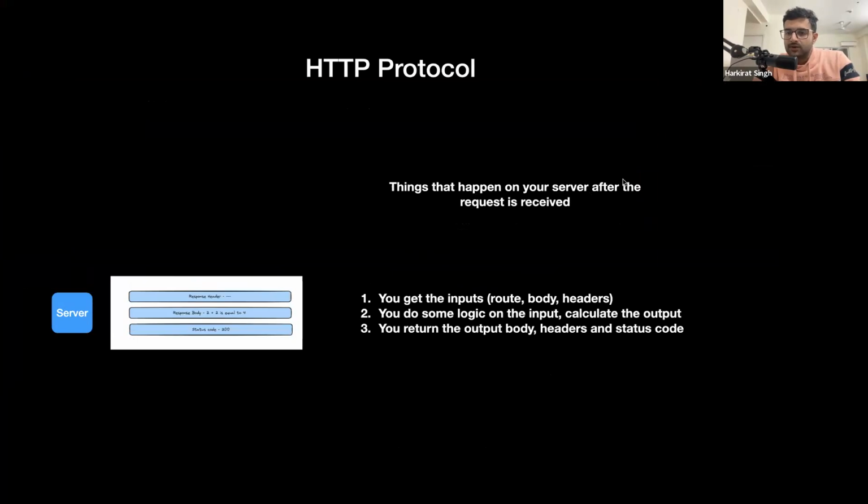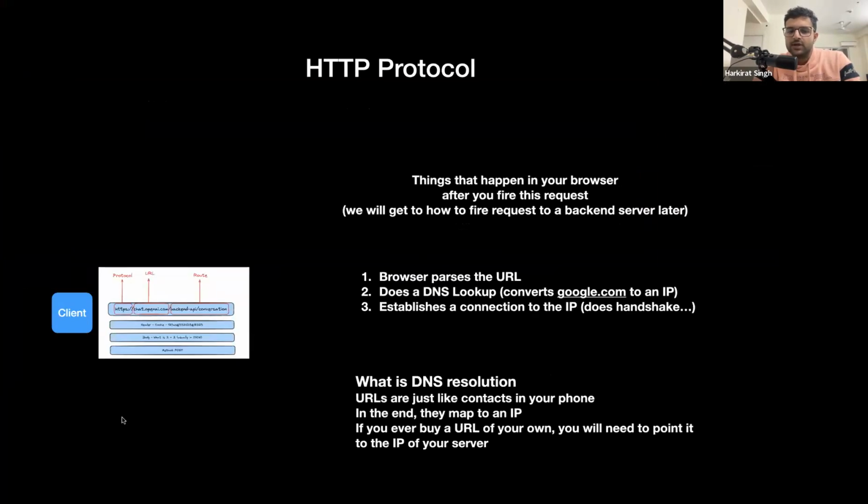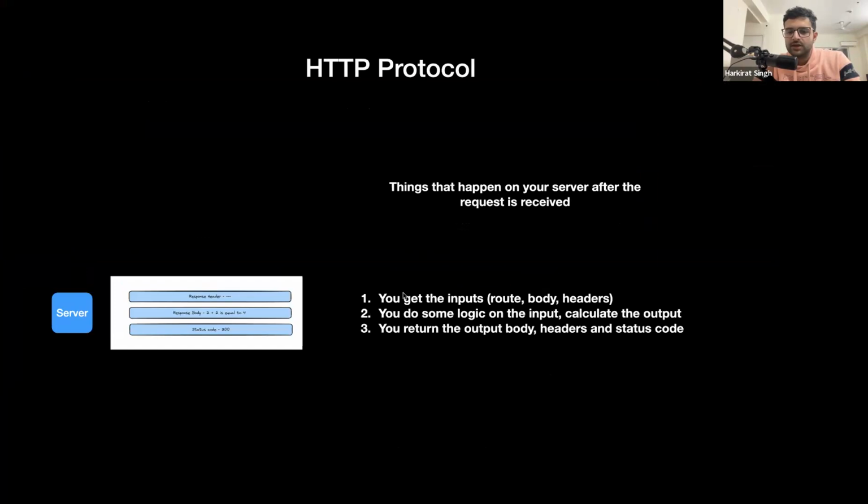Things that happen on your server after the request is received. What was this? This was what is happening in your browser. What happens in your server? You get the inputs somehow at a high level, especially if you're using Node.js and the Express library. Very simple, you get the inputs. You do some computation on it. You return the output. This is very simple stuff.